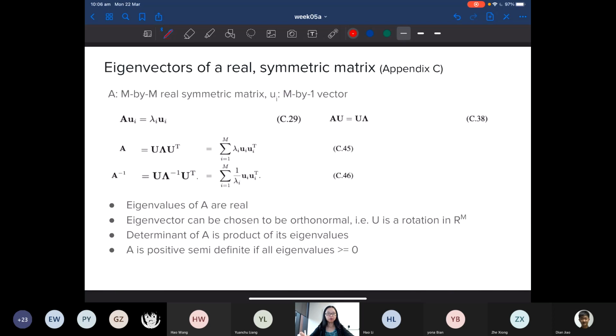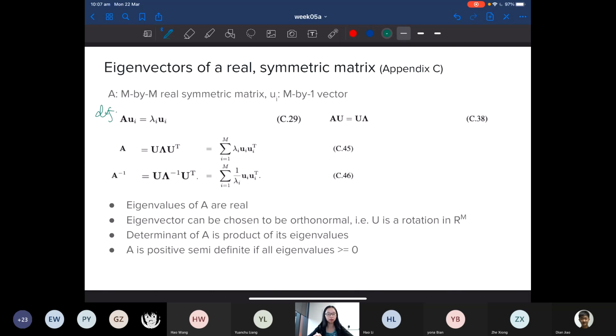So the definition of eigenvalues and eigenvectors is the following. It says that an eigenvector right multiplied by the matrix equals a scalar multiple of the eigenvector itself. Basically, the eigenvector is an invariant vector of the matrix. And then we can also write it in matrix form.